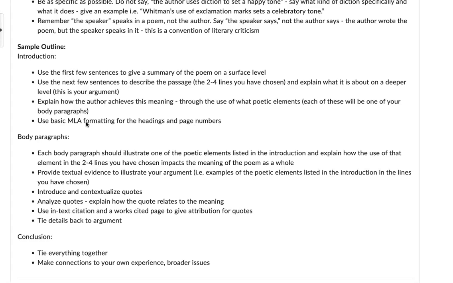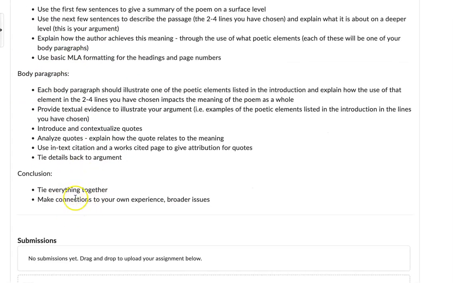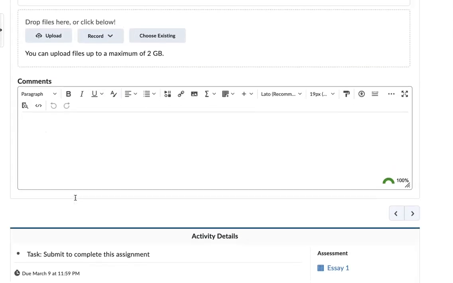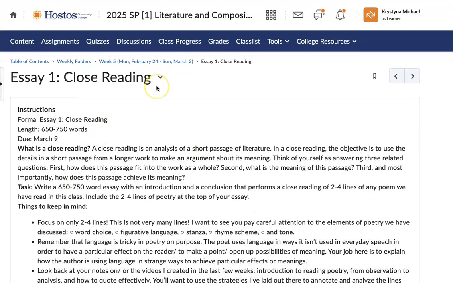Okay, I give you a sample outline that includes what I want to see in your introduction, what I want to see in your body paragraphs, and what I want to see in your conclusion. So that's the essay. I want you to read that carefully. Make sure that you understand all of it. Ask me any questions if you don't.